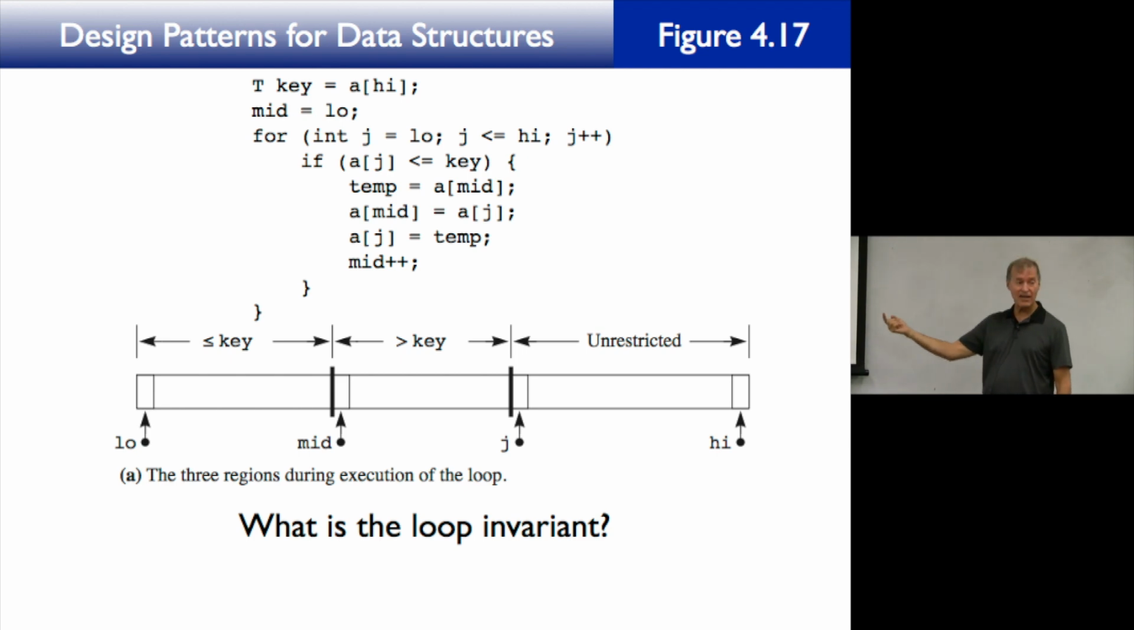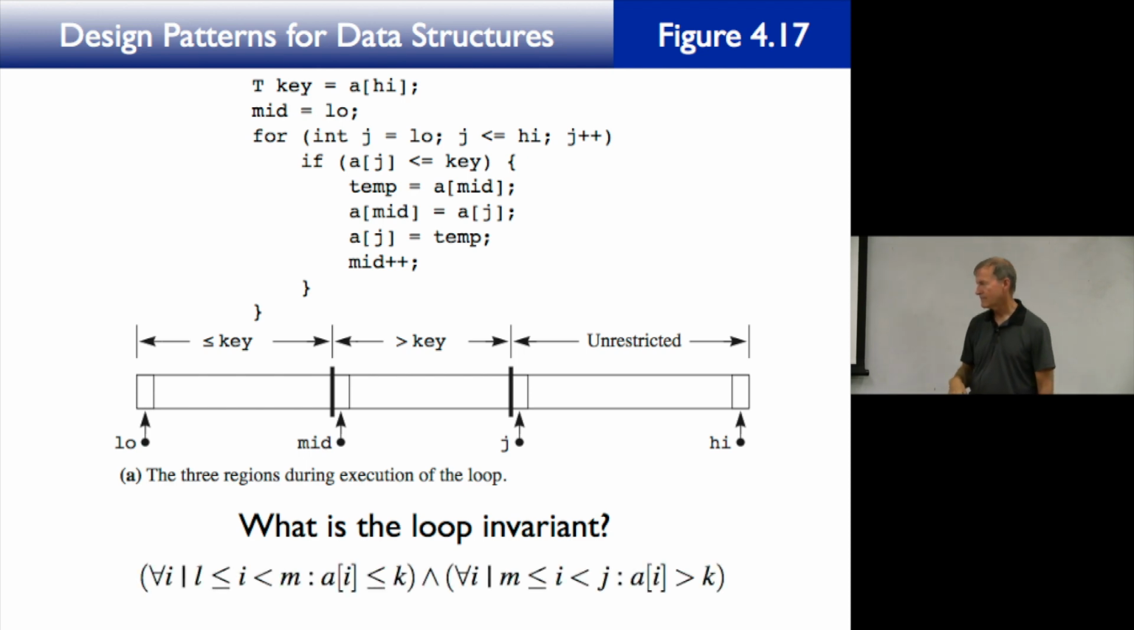Well, let's use I again. No, we can't use J because J is our control one. Are you with me? They both have to be true. So for all I between what? Mid and J. So how do you say that? Mid less than or equal to I, less than J. What has to be true for each one of those? A sub I is greater than key.